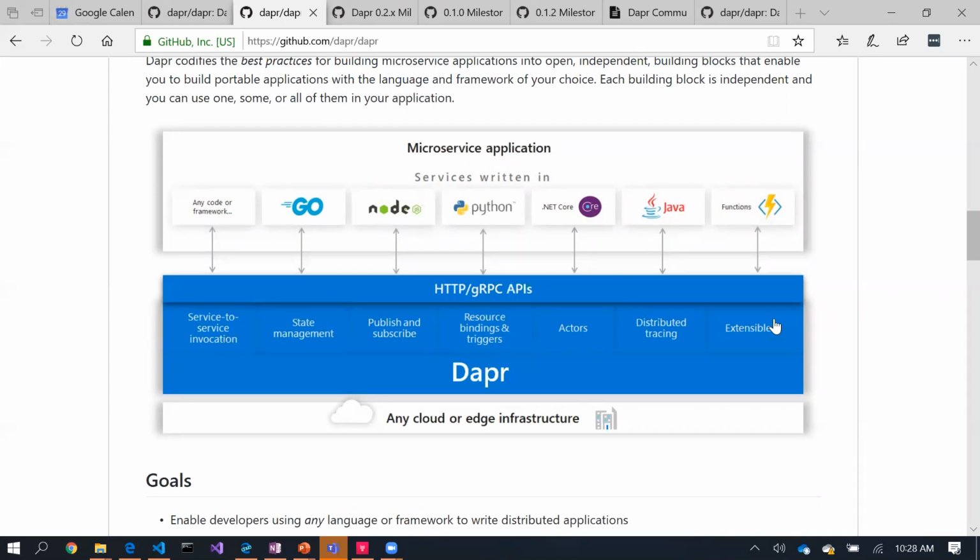And then, of course, there's this big extensible bucket here. So adding more building block capabilities that can be used from any one of your languages or frameworks of your choice, and run on any platform of your choice. That's the whole goal as we build this out over the next few weeks, months, years.